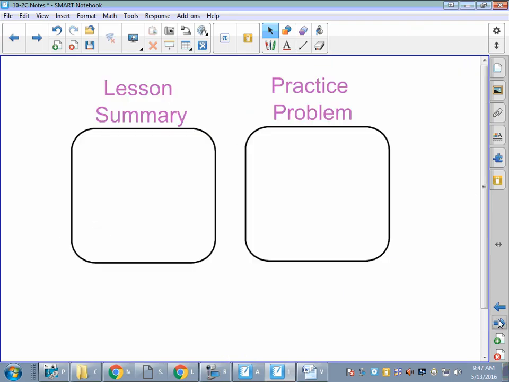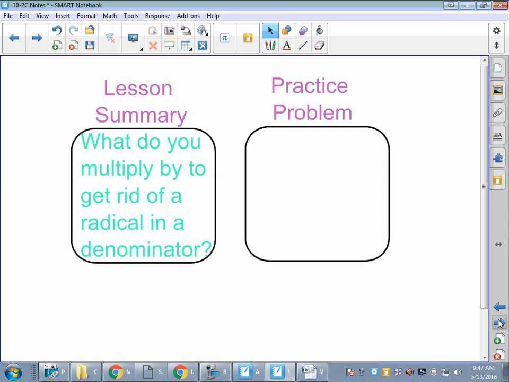So this is rationalizing the denominator. So my question to you is, what do you multiply by to get rid of the radical in a denominator? What do you multiply by and what do you multiply? I've said both of those things. And your practice problem is simplify the square root of 2/6. I didn't even give you any fractions. Be careful on this one because after you rationalize the denominator, look for your simplifying. Simplify your radicands first, and then look to see if you can simplify your fractions, your coefficients, second.